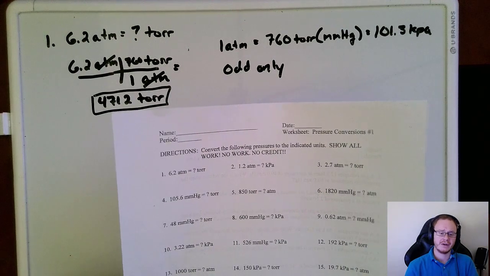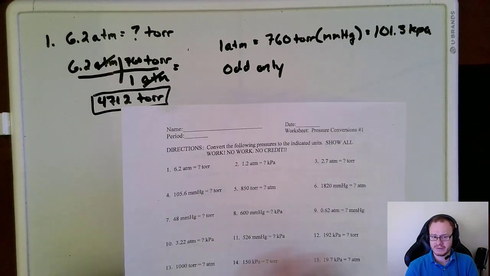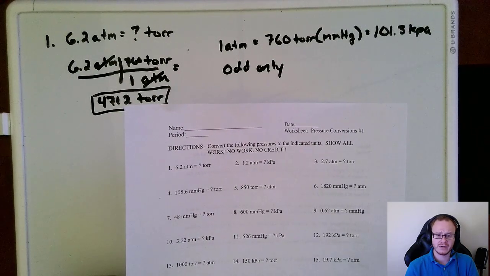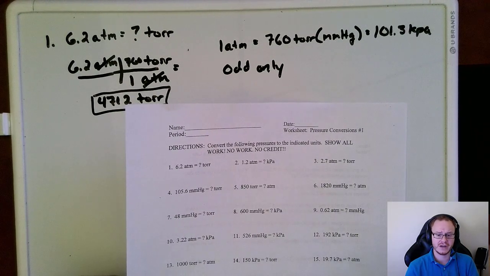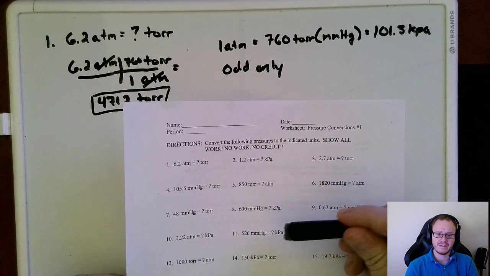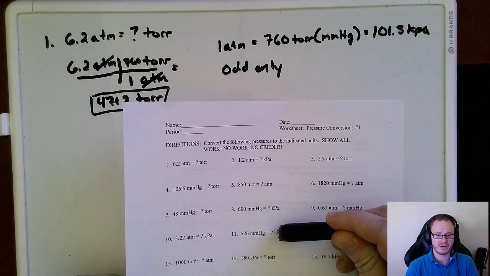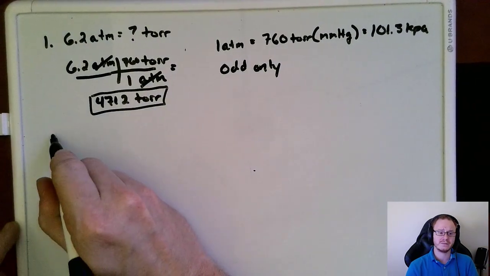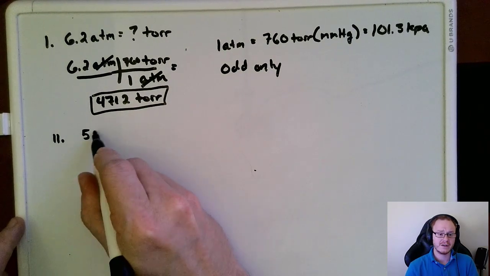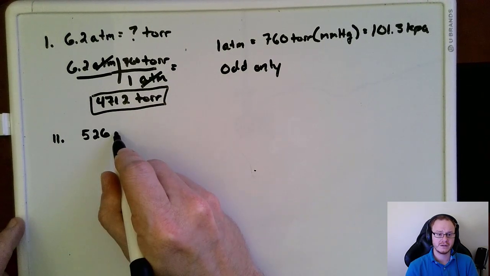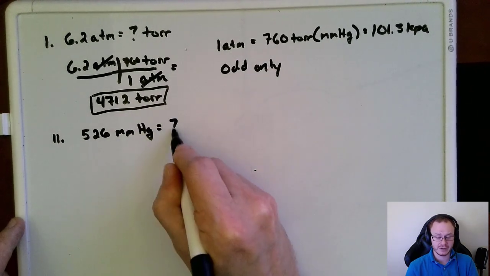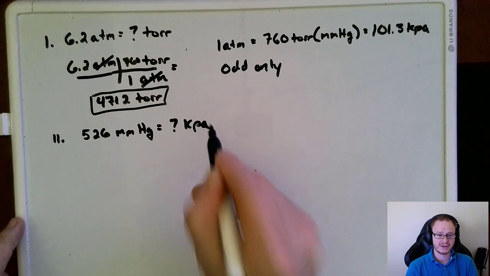So let's take a look over here. Most of these problems are relatively simple. I'm probably going to have you take a look at number 11 next here as a sample. Remember, we're only going to be working at odd first. So let's convert 526 millimeters of mercury into kilopascals. So number 11, 526 millimeters of mercury, converting into an unknown number of kilopascals.